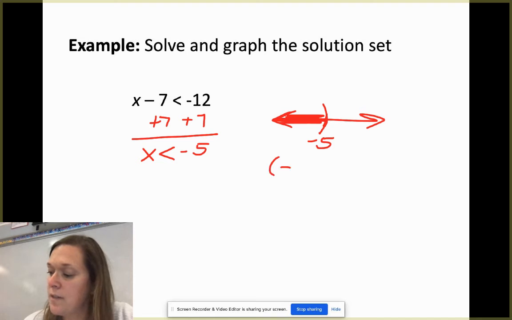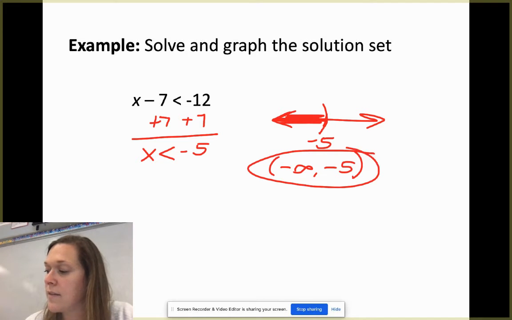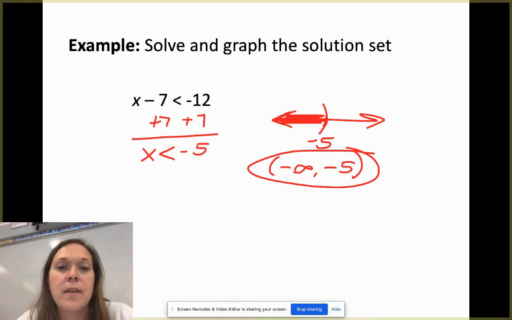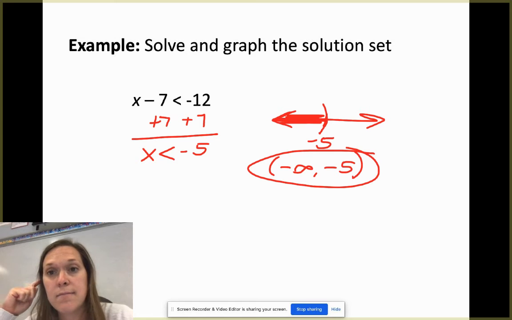Interval notation: negative infinity to negative 5, parenthesis. There's your final answer. You don't make this one fancy because it's in interval notation, not set notation, so don't put these squiggly curly braces around it. All right, let's do another one.